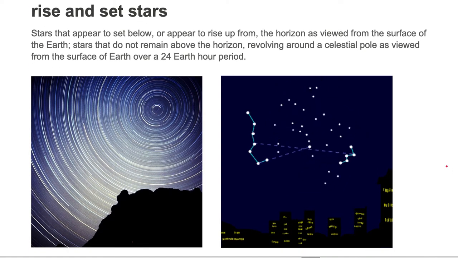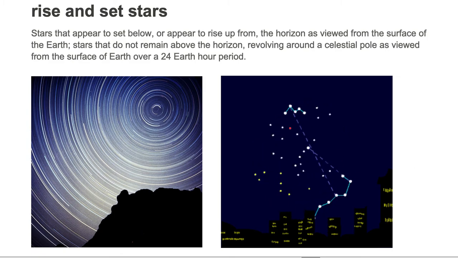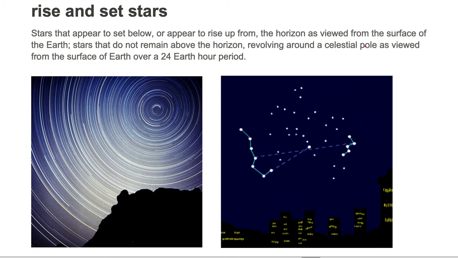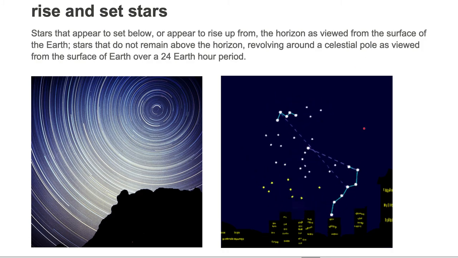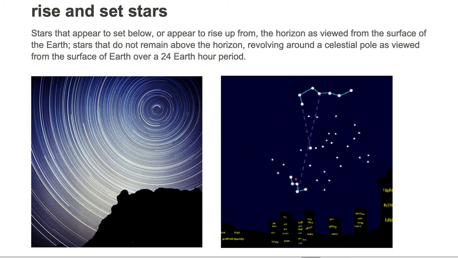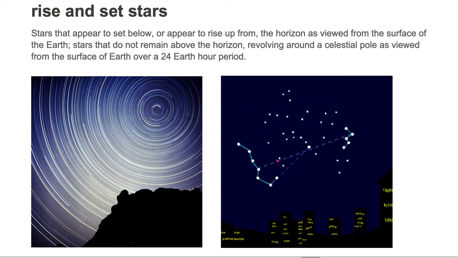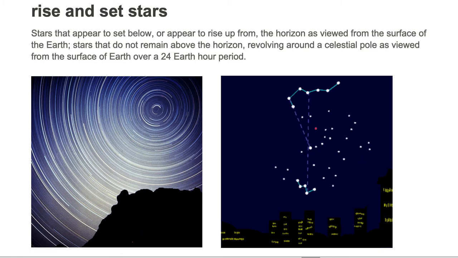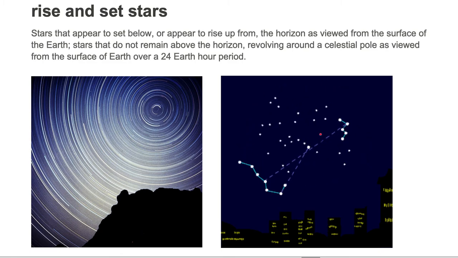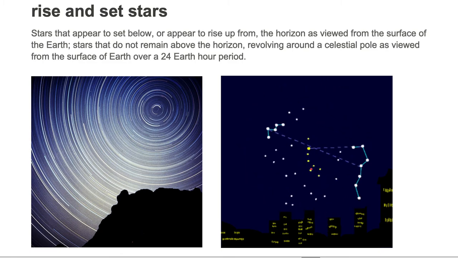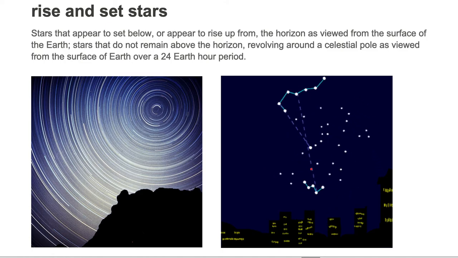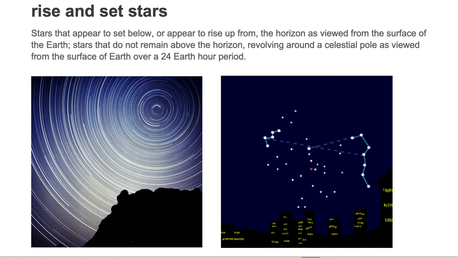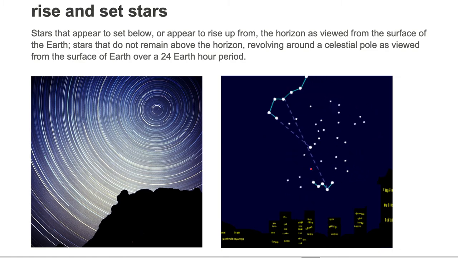On the right, we have an animation, and the stars appear to make a revolution around a common point, which is a celestial pole. We are viewing the skyline and these stars making this 24-hour period around the celestial pole, and we see stars that are making complete circles in the sky, which are going to be your circumpolar stars. Those stars that appear to go under the skyline and come up from the skyline are rise and set stars.